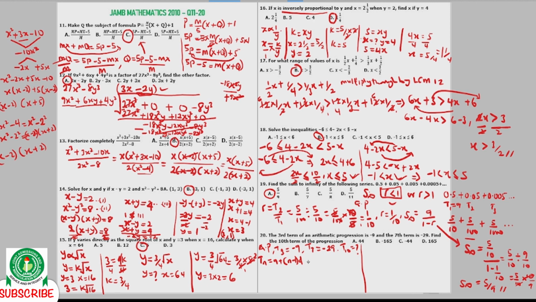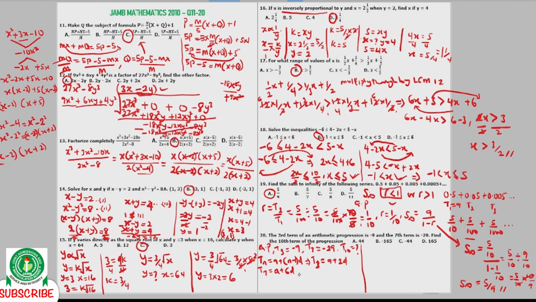From there we can now know the expression for our third term and seventh term. The third term here will be T3 equals A plus 2D. That's the third term. And the seventh term can be written as A plus 6D. How do I get that? Just put your n, which is 3 here. 3 minus 1 will give you 2D, while 7 minus 1 will give you 6D. That's why we have A plus 6D.